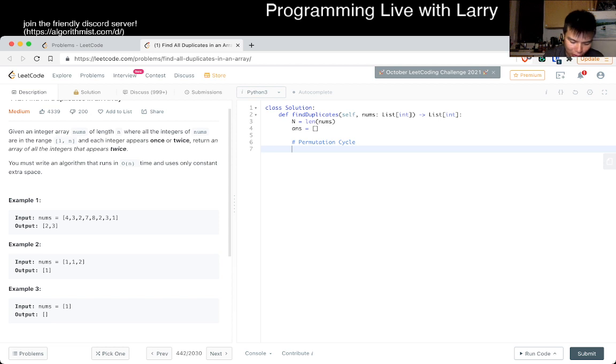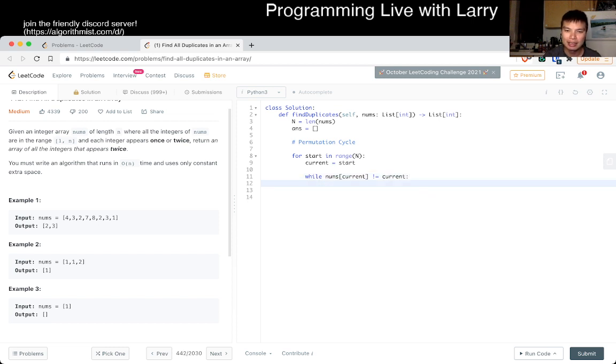So now we just go, okay, start in range of n. So this is our starting index. So current is equal to start, while nums sub current. Oh, wait, okay, this is the index. So the number in the first index is not equal to current, we do something like, okay, now what?